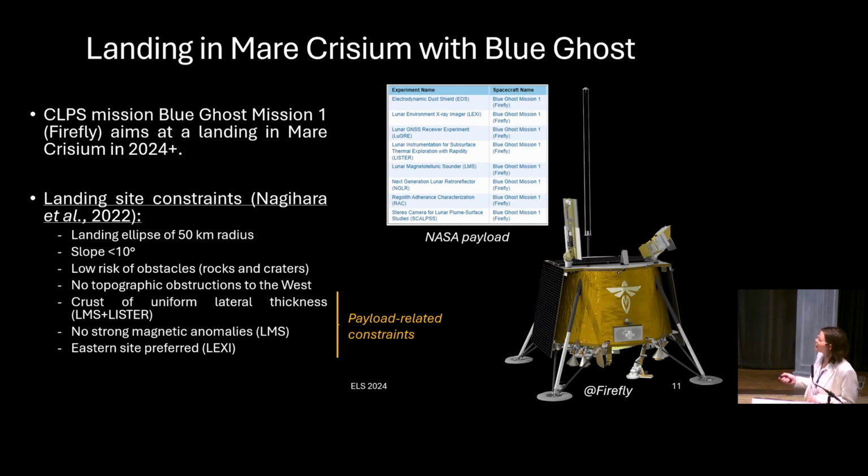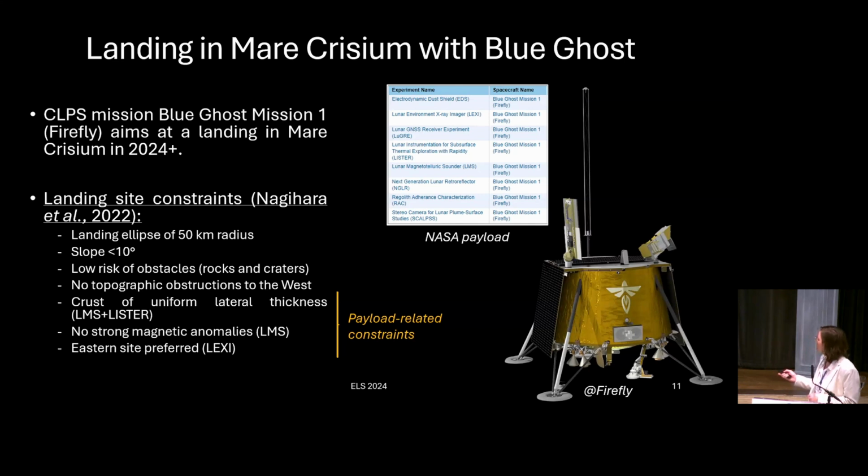Some landing site constraints have been published by Nagihara and collaborators, and they made a list of different constraints to use in order to produce a landing site that would be good for Firefly to go to. And three of those constraints are payload related. The crust should have a uniform lateral thickness. There should be no strong magnetic anomalies, and then the eastern side of Mare Crisium is preferred.